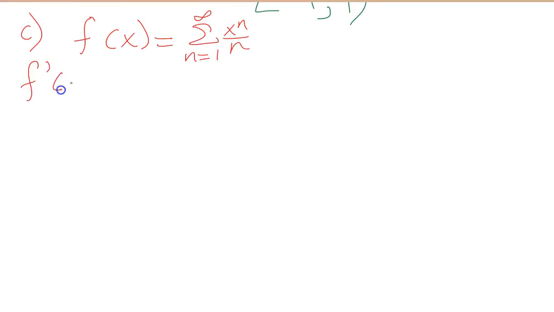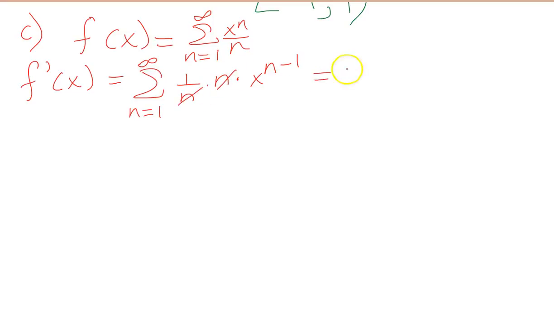What is the derivative? 1 over n is a constant. You bring n down, n as in the exponent on x. You bring the exponent down, subtract 1 from the power. And n equals 1 is fine, because when n is 1, the exponent is not negative, so you don't have to increase the lower index by 1. But when you simplify, it is the sum from n equals 1 to infinity of x to the n minus 1. And of course the center here is still 0.